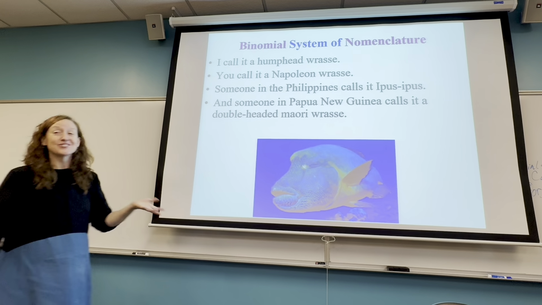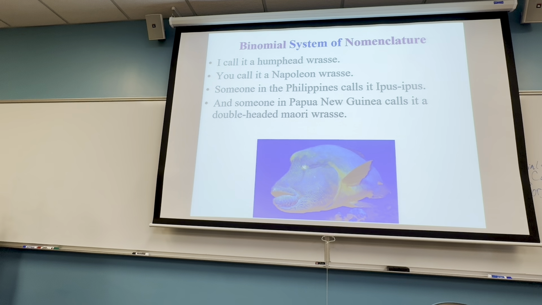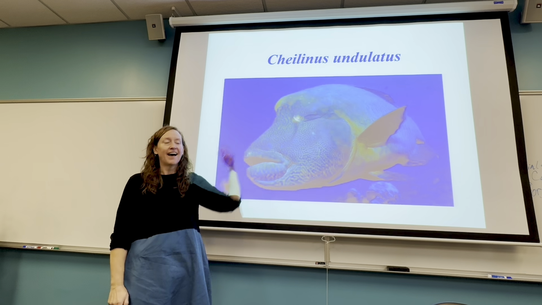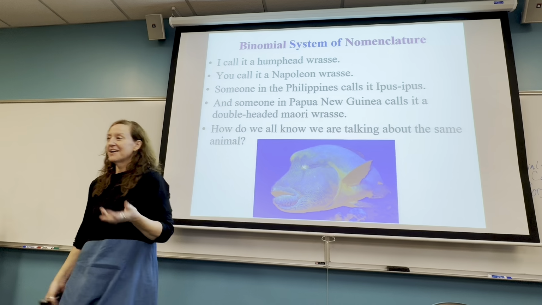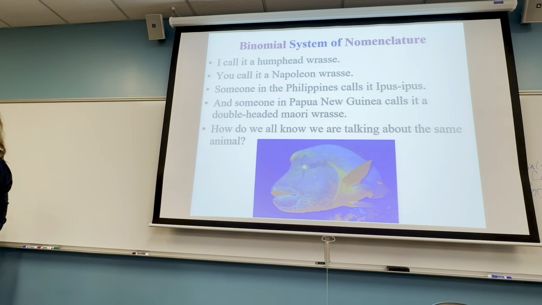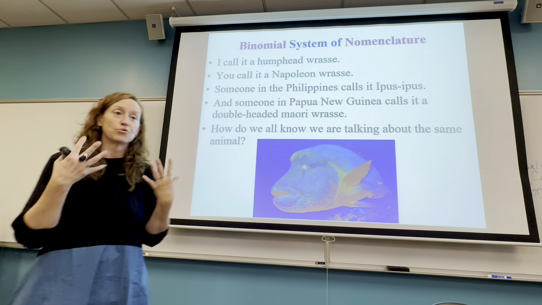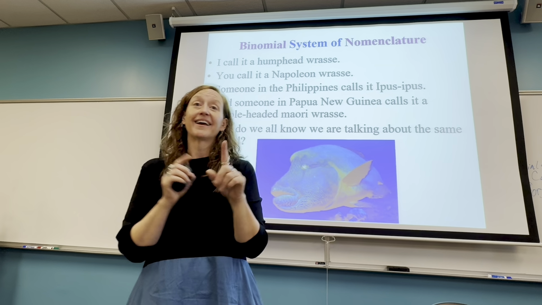And then someone else said, I saw the double-headed Maori wrasse. And then we get to talking, and I'm like, oh, we're all talking about Cheilinus undulatus. And had we just used the same scientific name, we immediately would have realized after a 20-minute conversation of being so excited to see this one kind of fish that we have been talking about the same thing. So that's why it's really important in science to condense everything to one language.